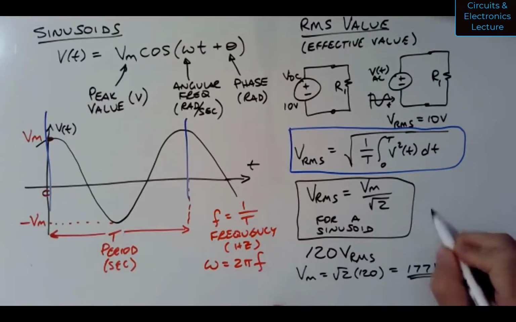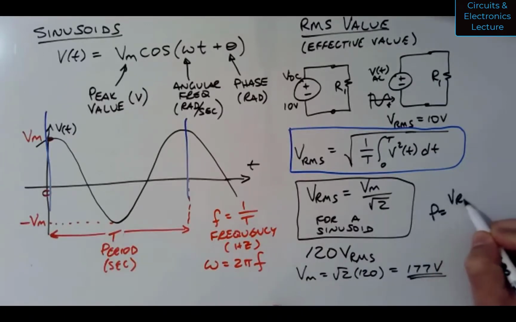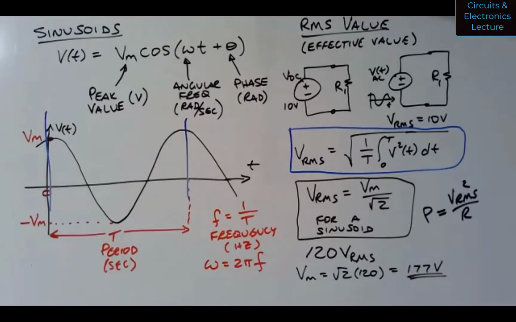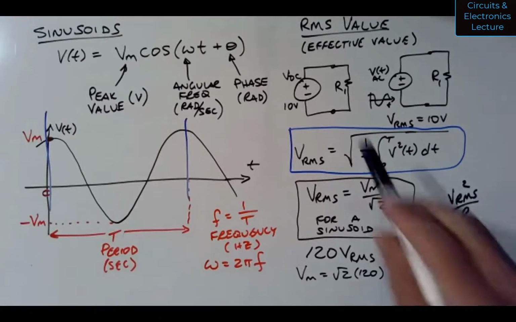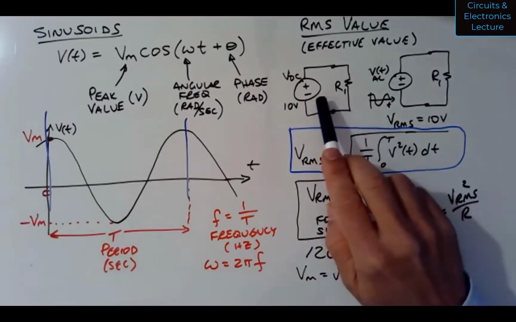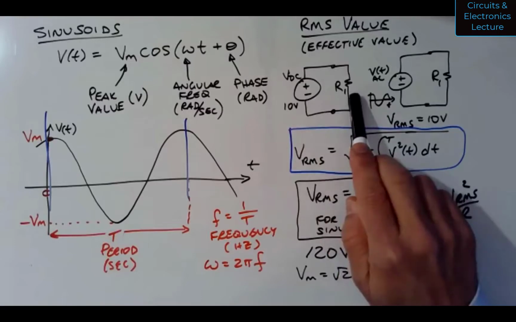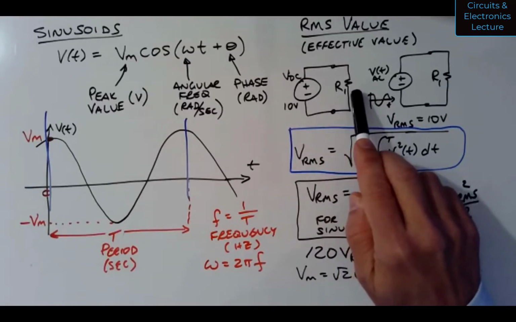So P equals VRMS squared over R. Is it in all situations okay to use the DC analogy? If it's a resistive circuit. Do you mean, is it okay to always use the DC analogy? So it's always okay if you have a resistive circuit. In other words, there's no capacitors or inductors in there that do some funny things.